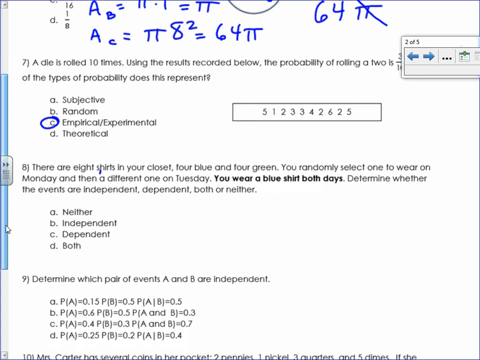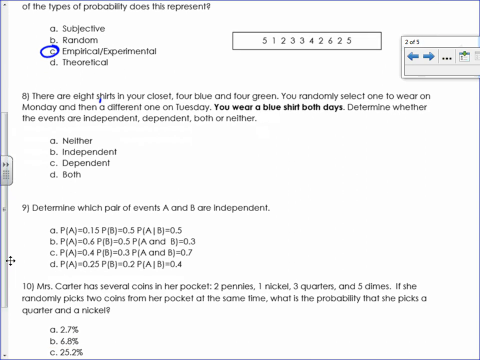Very good. Number 8. There are 8 shirts in your closet, 4 blue and 4 green. You randomly, that means you just close your eyes and pick a shirt. Okay? That's what that means. You randomly select one to wear on Monday and then a different one on Tuesday. You wear a blue shirt both days. Are the events independent, dependent, both, or neither? All right? So it can't be both.